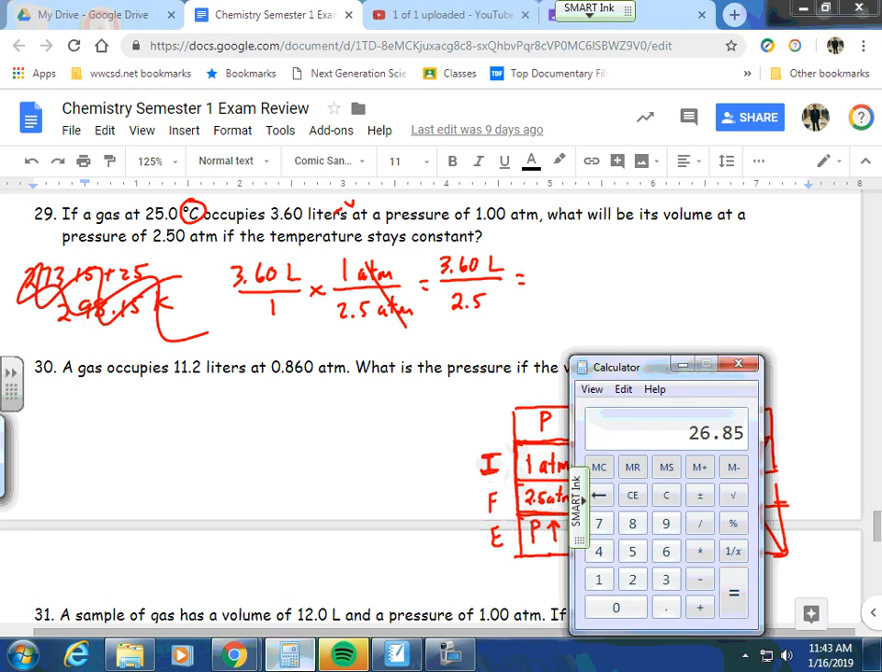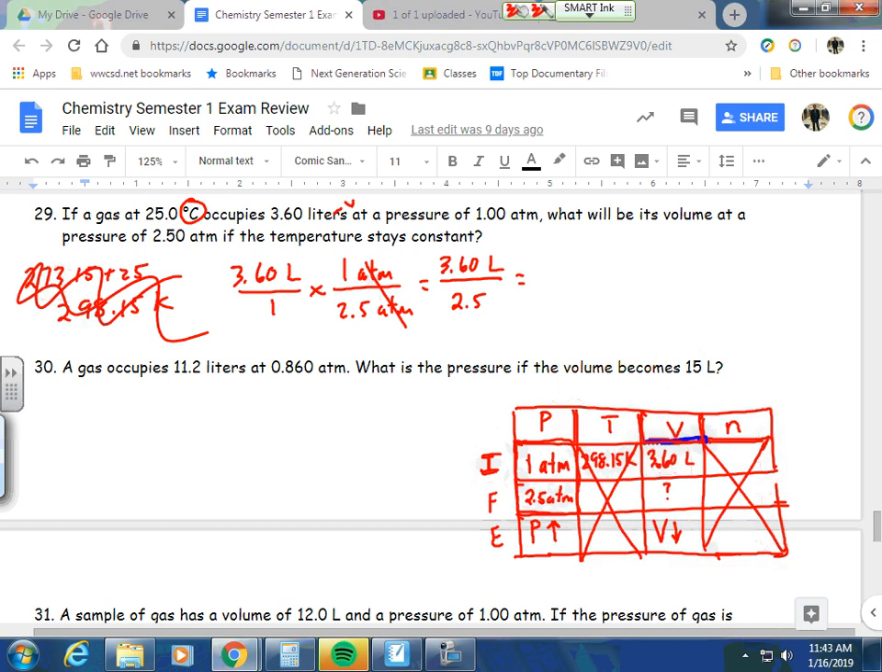And then just divide that. I'm going to get 3.6 divided by 2.5. And voila, I've got 1.44 liters. Does that make sense? Okay. Started at 3.6, went down to 1.4. We know it should have gone down. The pressure changed by more than twice, so the volume should go down to less than half, and it did. All right, so that makes sense.